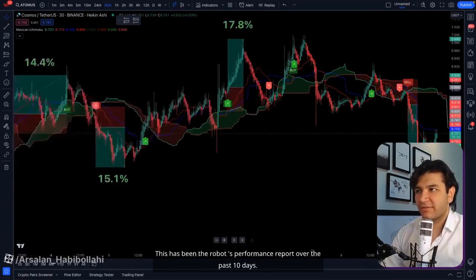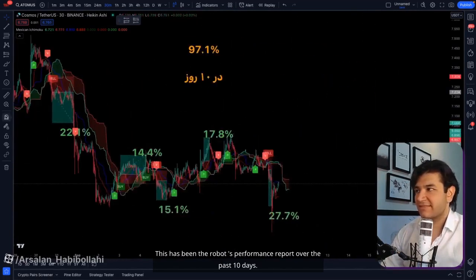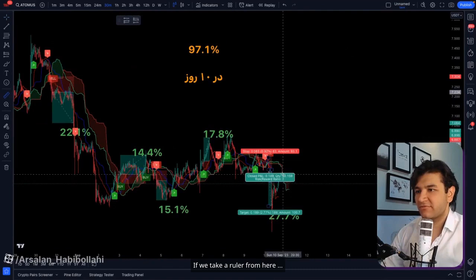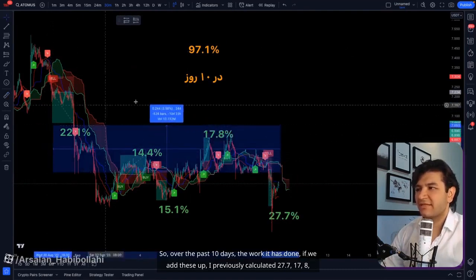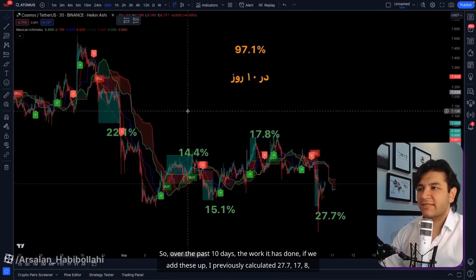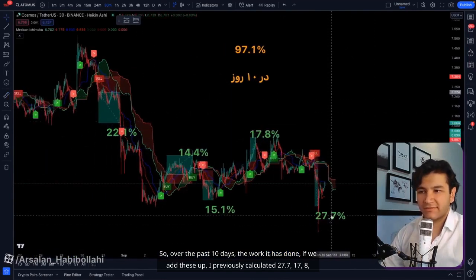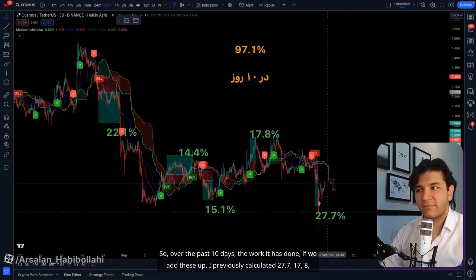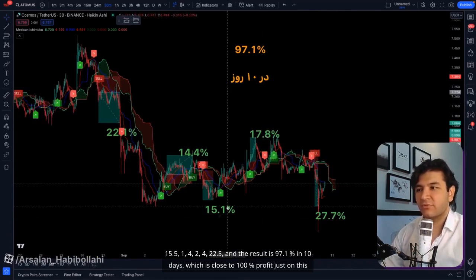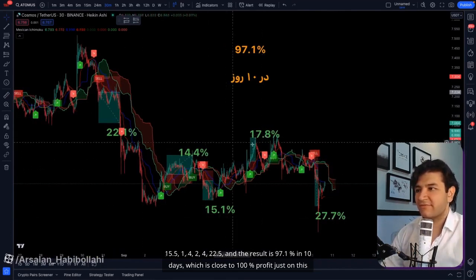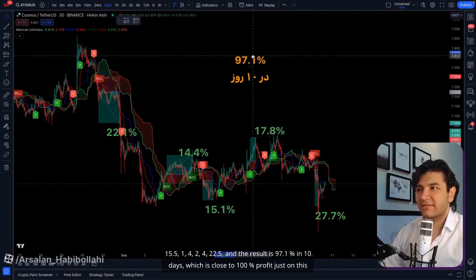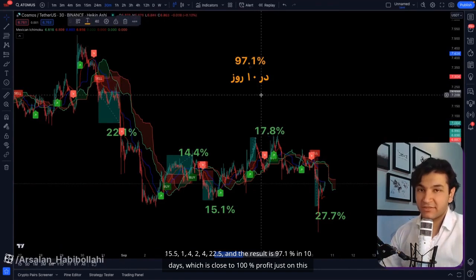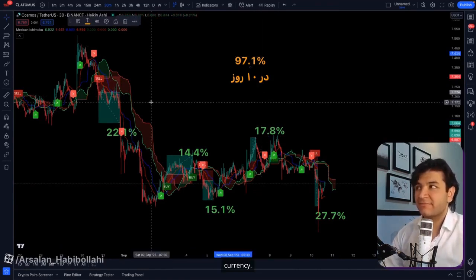This has been the robot's performance report over the past 10 days. If we take a ruler from here, over the past 10 days, the work it has done, if we add these up, I previously calculated 27.7, 17, 8, 15.5, 1, 4, 2, 4, 22.5, and the result is 97.1% in 10 days, which is close to 100% profit just on this currency.